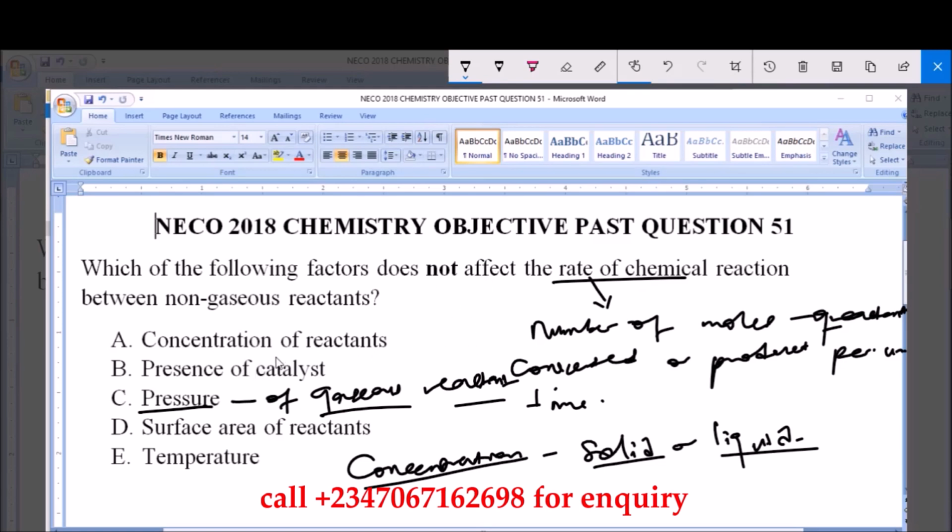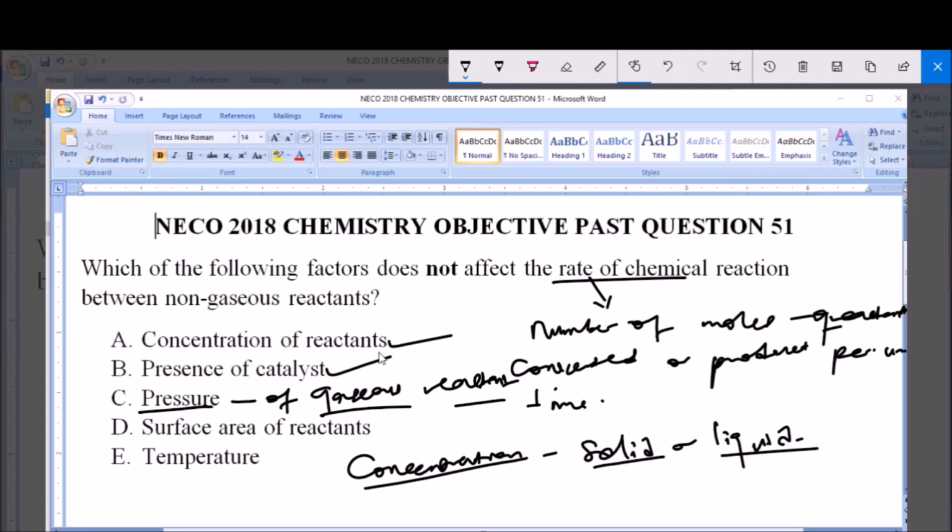But the concentration of reactants will affect it, because it is in solid or liquid form. It's not a gaseous form. And if it is gaseous, then concentration will not affect it, it will be pressure. Then the presence of a catalyst, like we know, affects the rate of chemical reaction. It increases the rate of reaction. Surface area of reactants also increases the rate of chemical reaction.